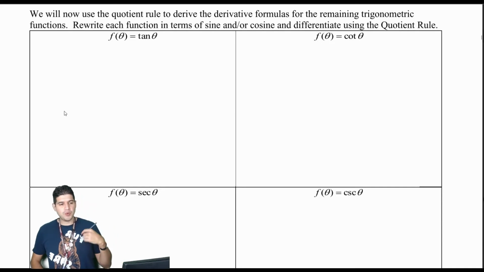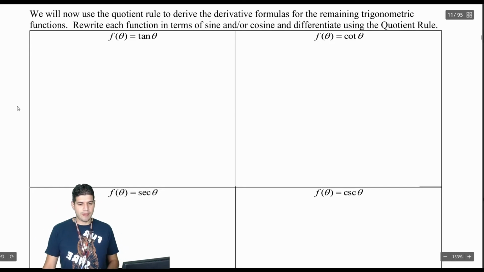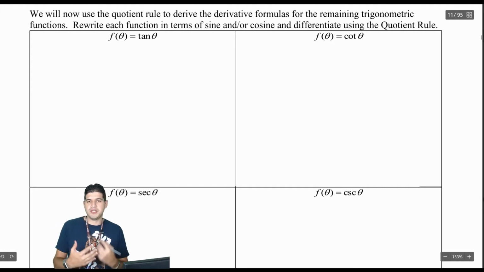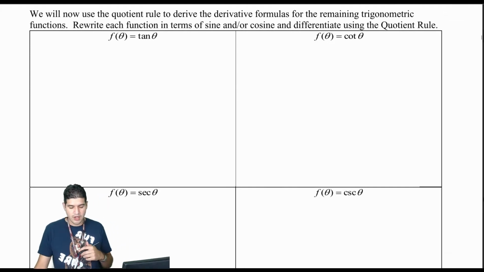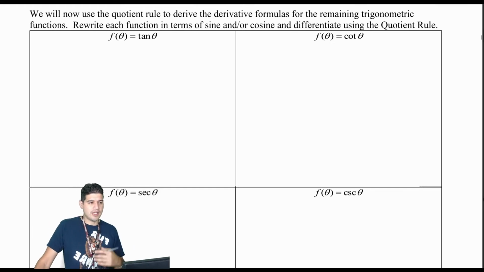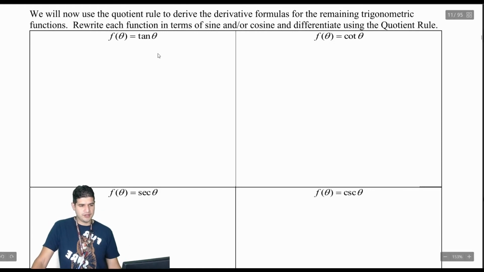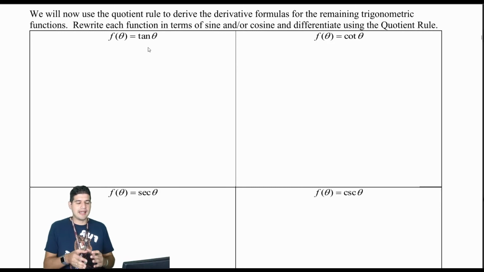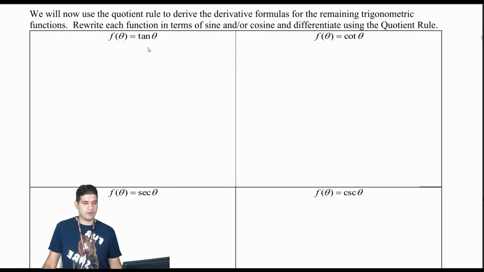As we're doing this, we want to use the quotient rule that we just learned about in our previous video to find some of these. In order to do that, we're going to have to write a lot of these functions, tangent, cotangent, secant, cosecant, as quotients that we can work with.